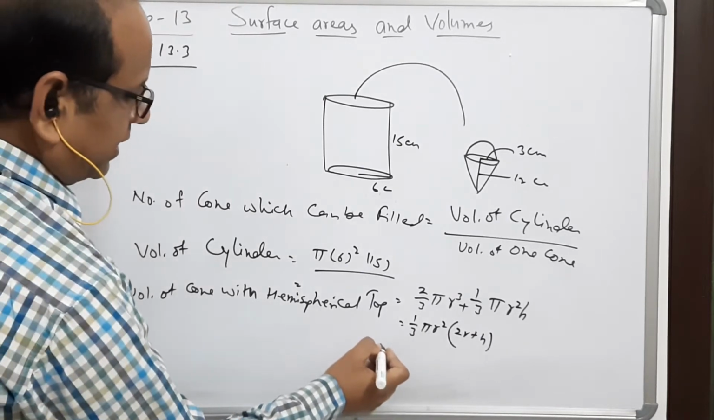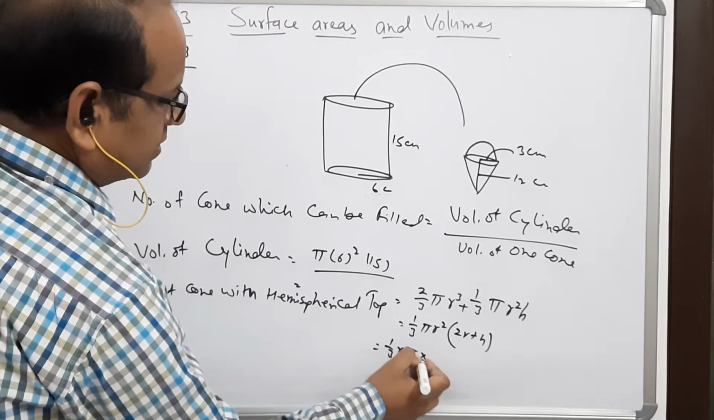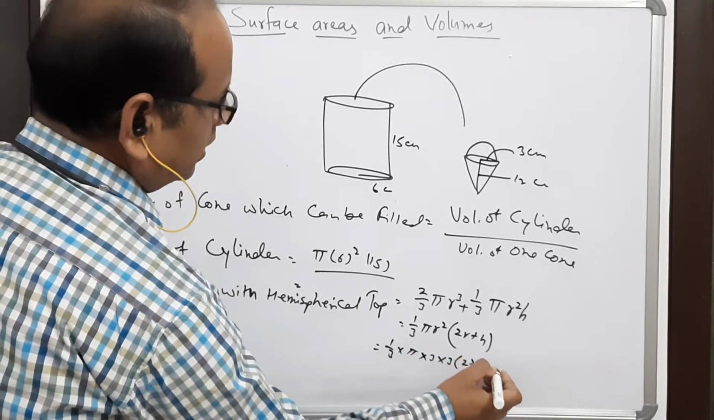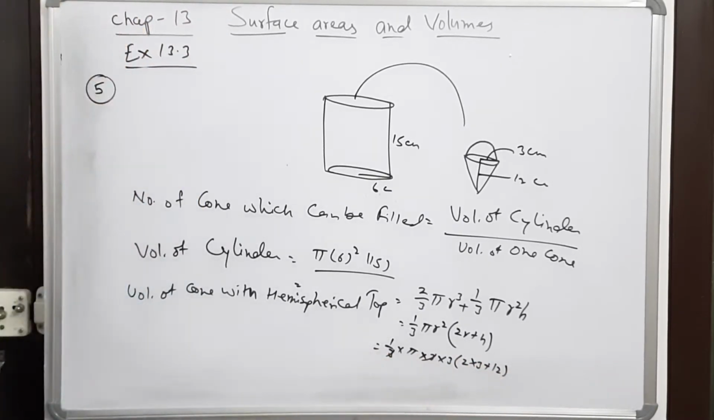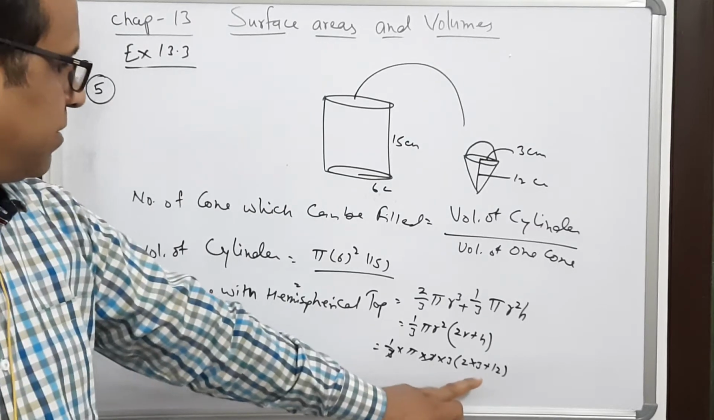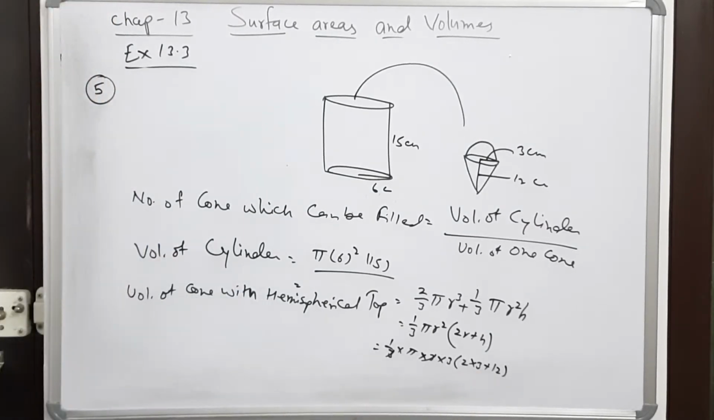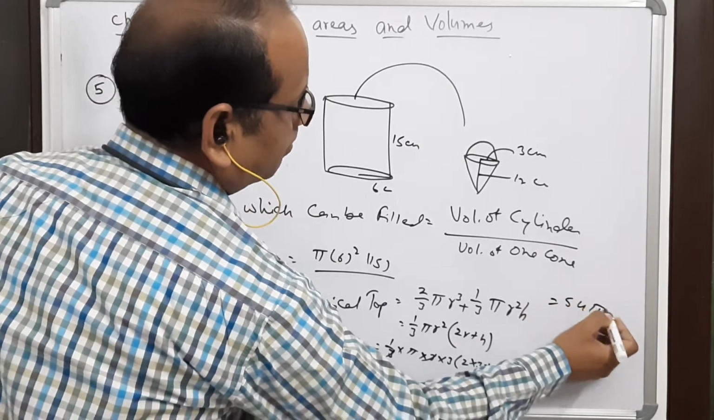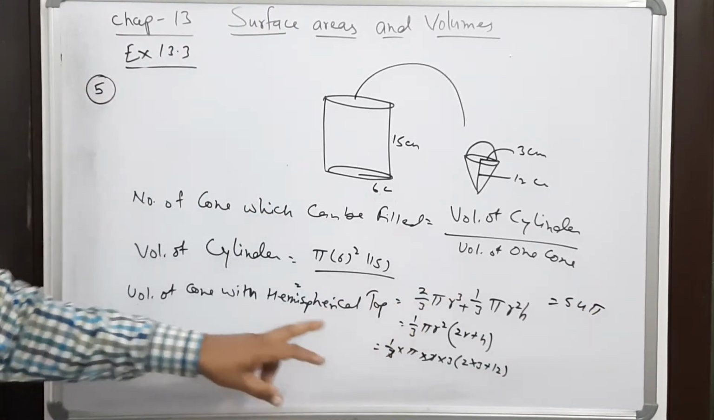So if you put the data, it is 1/3 pi, r is 3 into 3, 2 into 3 plus h is 12. So this 3 and this 3 cancel here. And here, please see, it is 6 plus 12, 18. 18 into 3. So it is 54 pi. 54 pi is the volume.